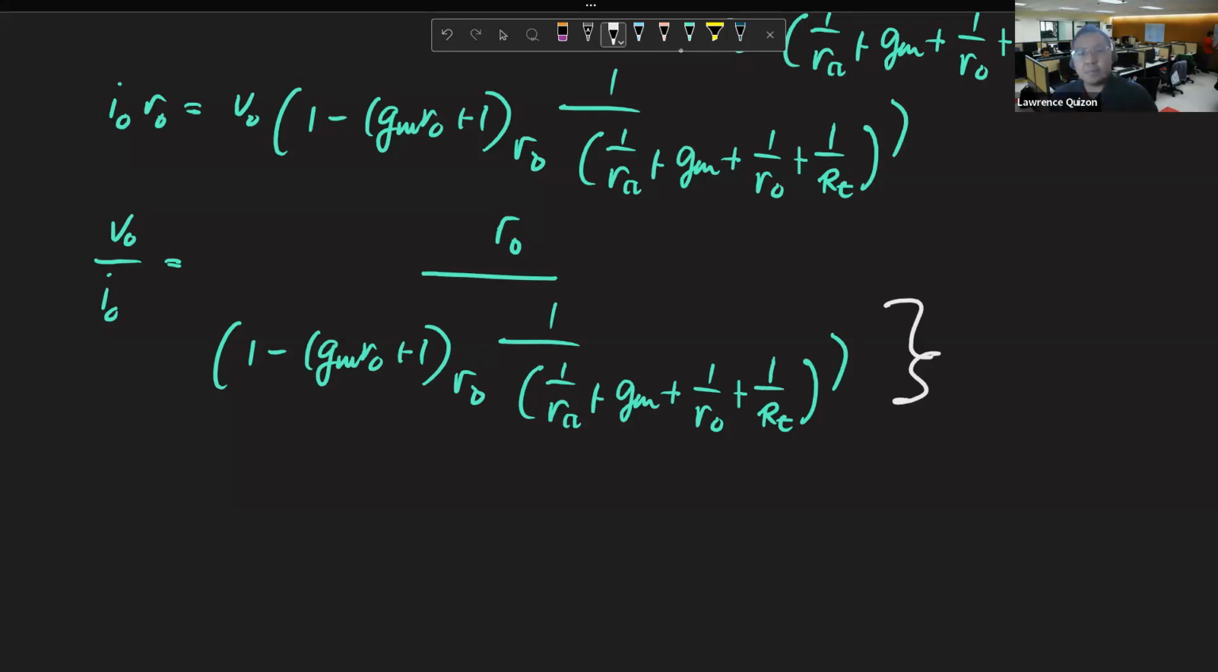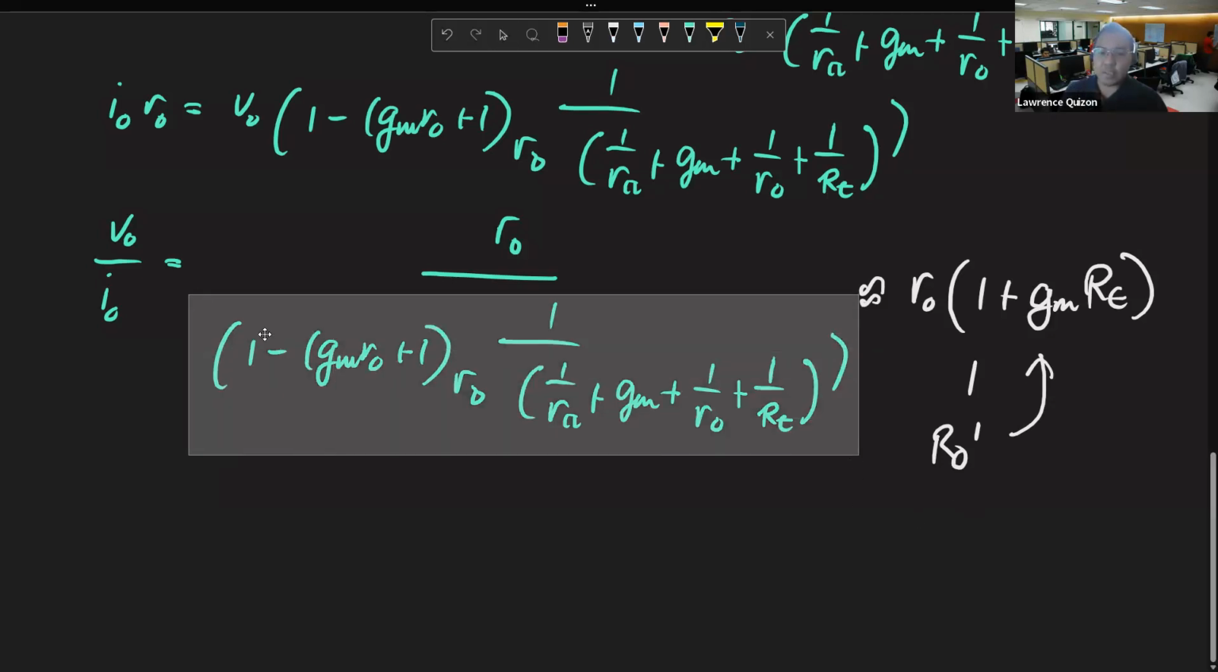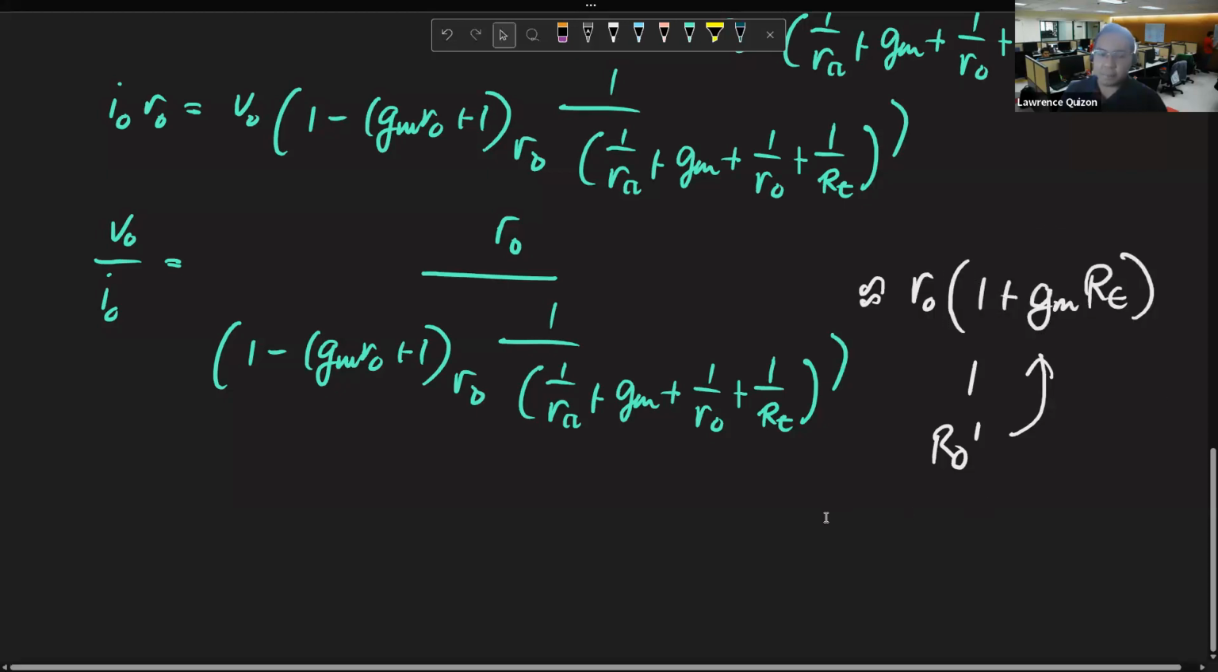So, okay, for us not to get too lost, I will first state that this thing is going to turn into 1 plus GM RE. All right? So we find that this is R out prime, and all that happened is we increased R out by a factor of 1 plus GM RE. That's the effect of the emitter degeneration. So what I'll show is this thing actually turns out to be 1 plus GM RE. All right?